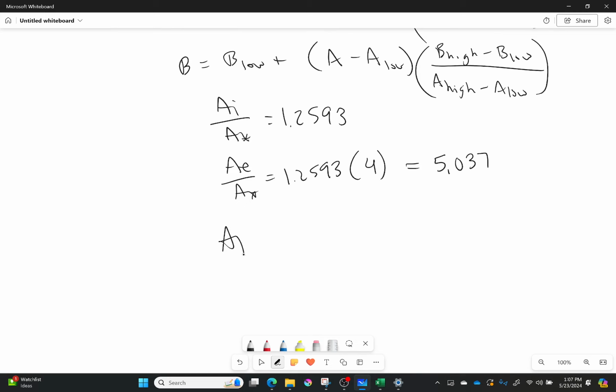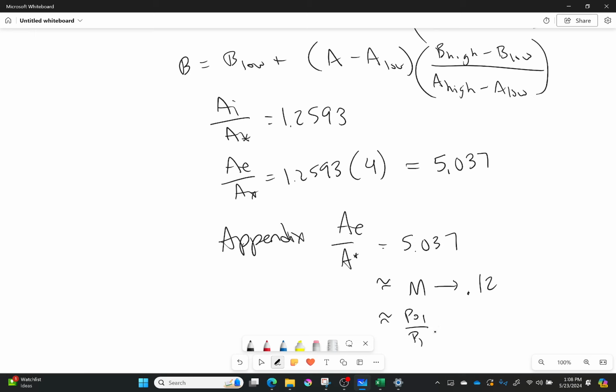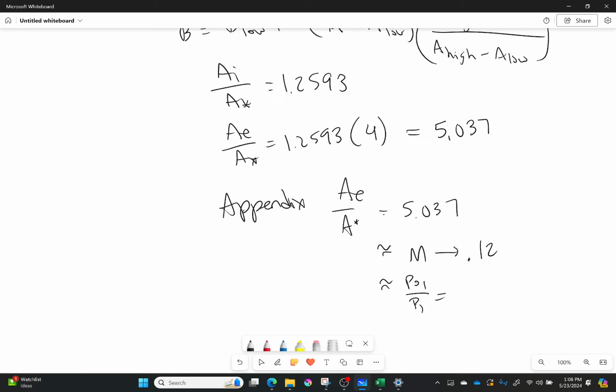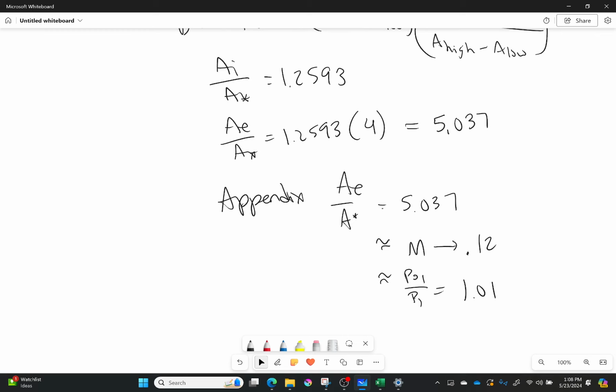So roughly from Appendix A, for AE over A star, that's equal to 5.037. I get roughly that my Mach number is going to be equal to 0.12, and roughly that P naught 1 over P1 is going to be equal to 1.01. Cool? Okay. So we're doing pretty good here.